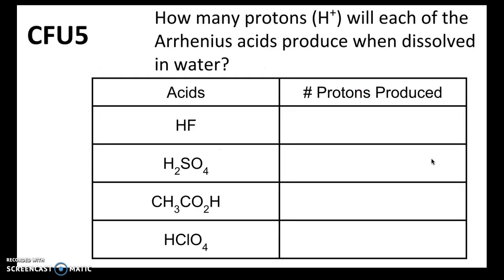All right, so it's your turn now. How many protons will each of the Arrhenius acids produce when dissolved in water? You're going to try this, and the first thing I would recommend you do is identify the protons or the acidic hydrogens in these compounds. Great, so these are the acidic hydrogens, and then now let's take a look at your answers. All right, so this is what your answers should look like. If you are confused about anything, please bring those questions to class.